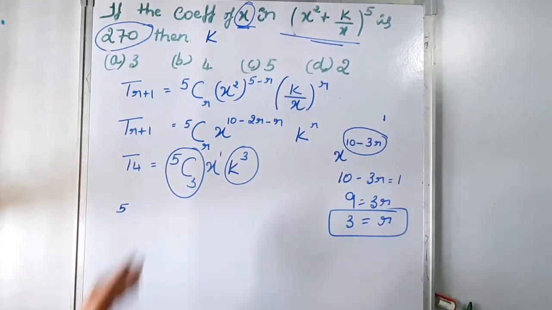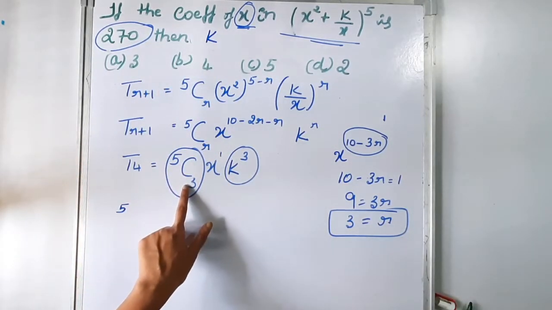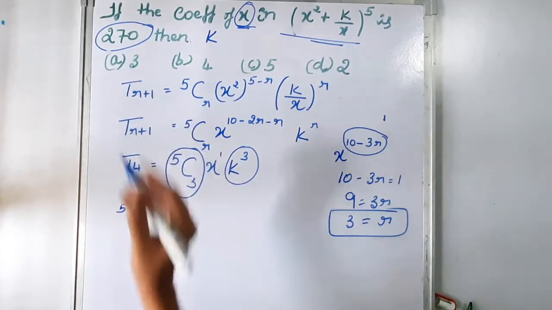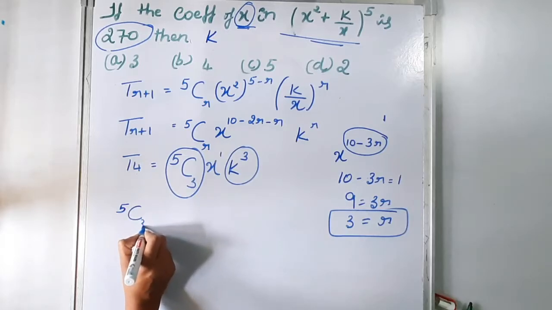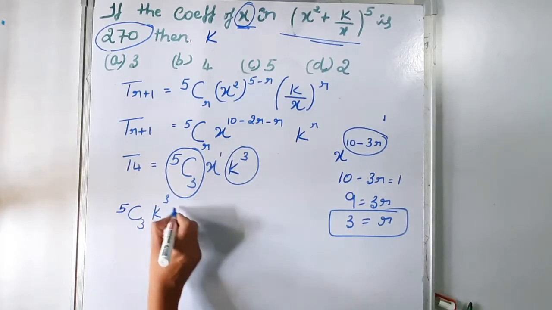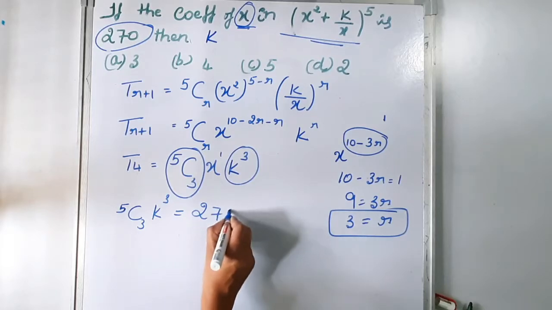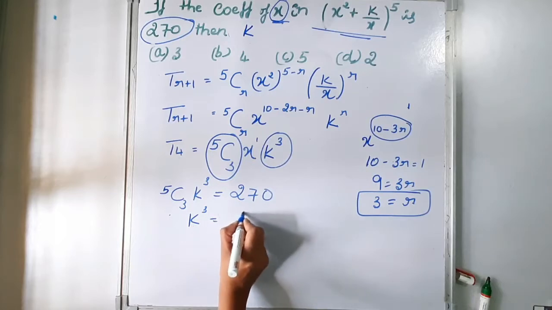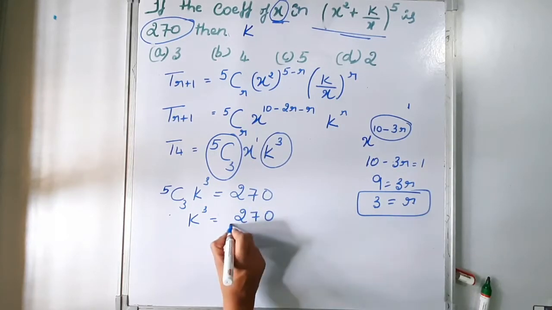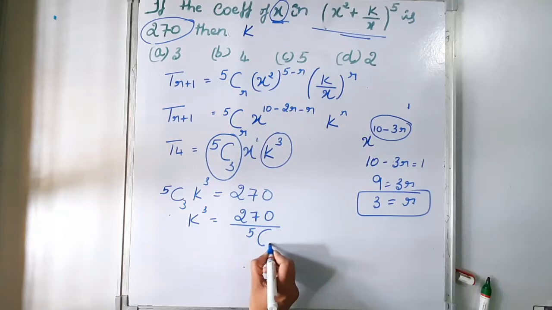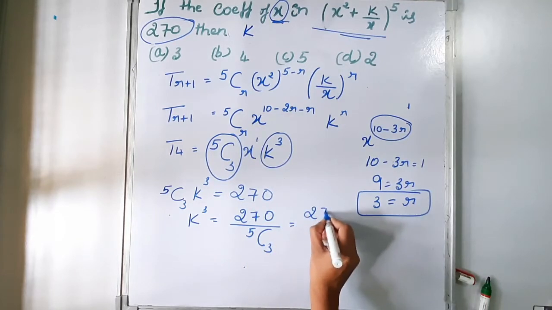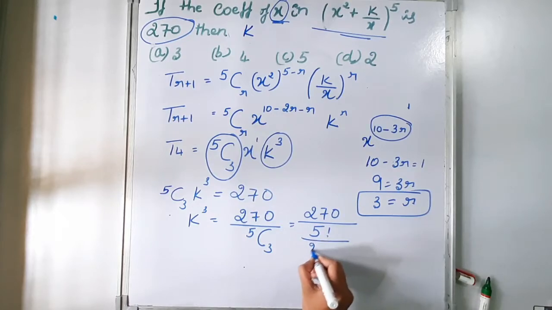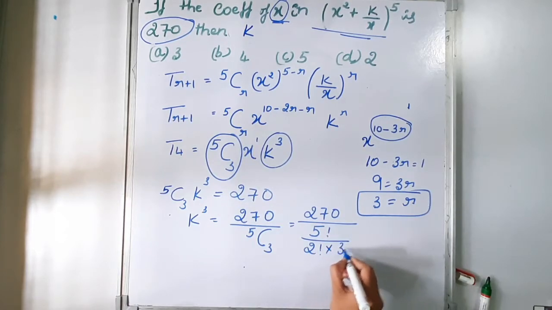So the coefficient of x is given. Here we got the coefficient of x as 5C3 k cube, and it is given as 270. We'll substitute: 5C3 into k cube is equal to 270. Now we need to simplify. So I can write k cube is equal to 270 divided by 5C3. So this is 270 divided by 5 factorial over (5 minus 3) which is 2 factorial, into 3 factorial.